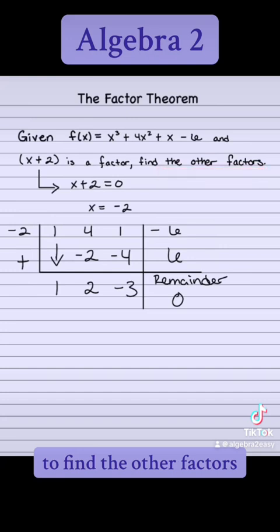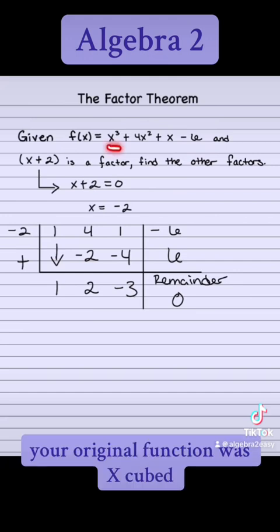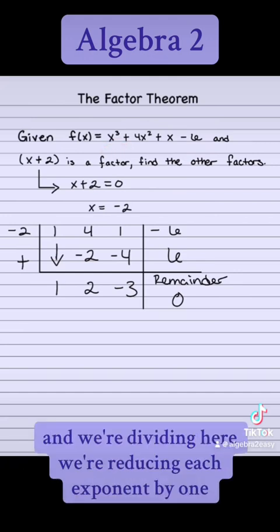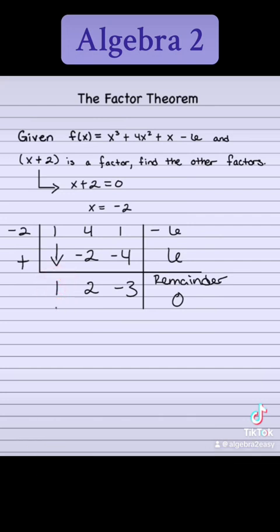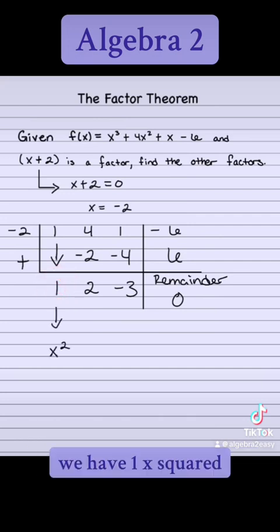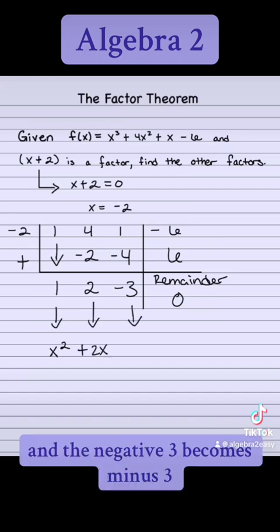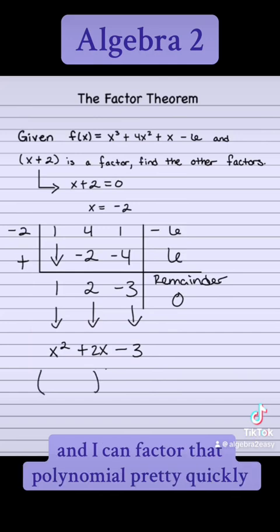Now, to find the other factors, we're going to take this reduced polynomial. Your original function was x cubed. Since we did synthetic division, and we're dividing here, we're reducing each exponent by 1. So now, instead of 1x cubed, we have 1x squared. And the 2 becomes plus 2x, and the negative 3 becomes minus 3. Now I have a much easier polynomial to work with, and I can factor that polynomial pretty quickly.